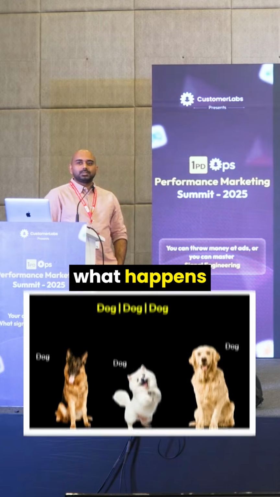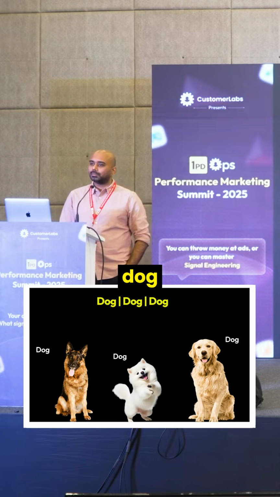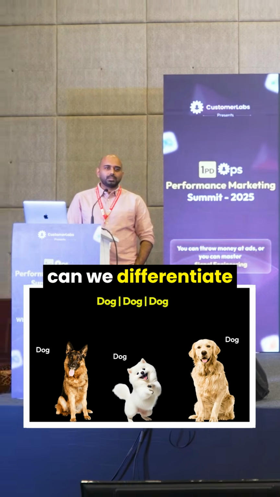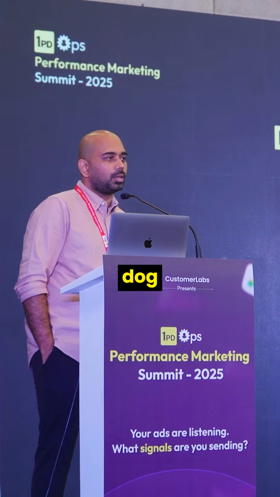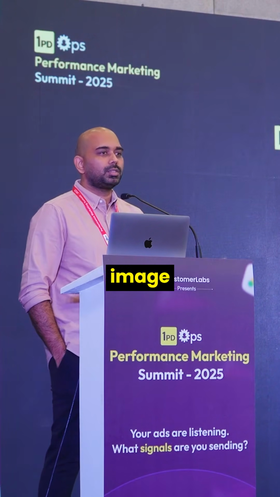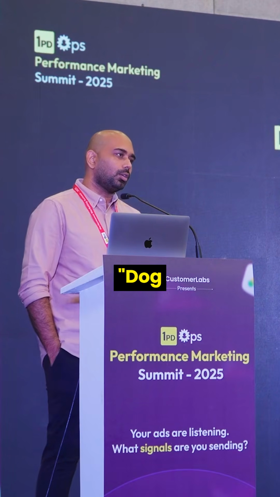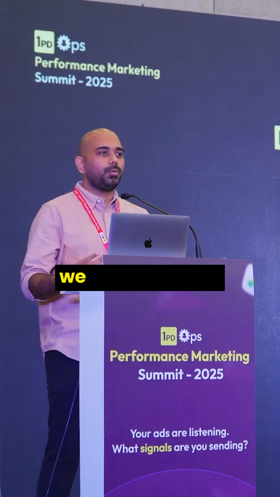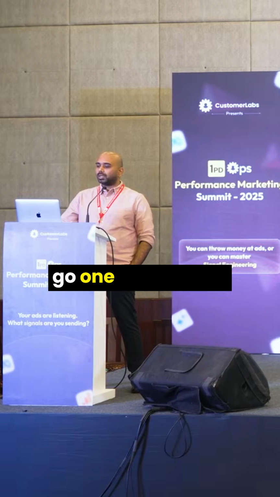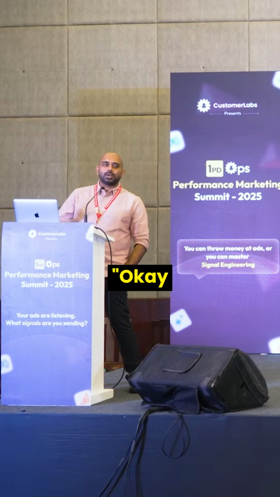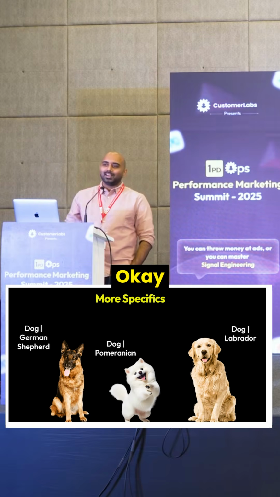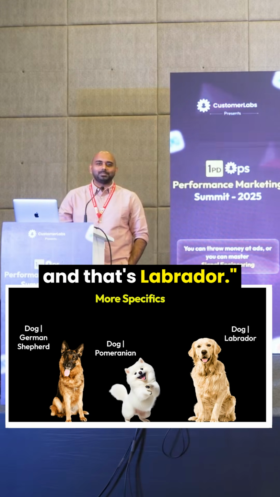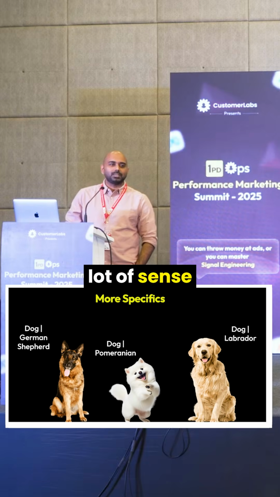Now, what happens? Dog. As a human, can we differentiate? We can differentiate, right? But so far what you have done is you have trained the model with dog. And whenever you show an image, the model is going to say dog. But that's not exactly what we want, because we can train the model and go one step further and say, okay, this is a dog, but it's a German Shepherd. This is a dog, Pomeranian. And this is a dog, and that's Labrador, right? This would make a lot of sense, right?